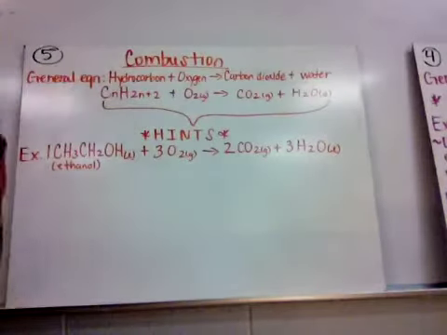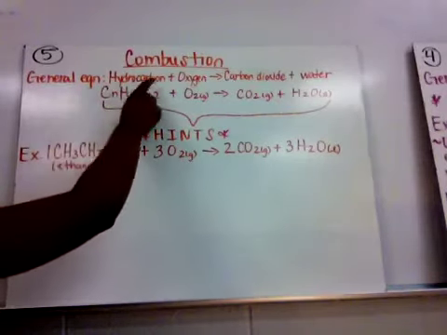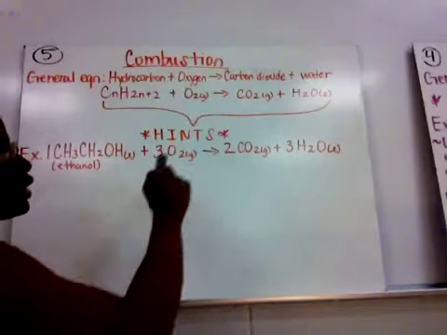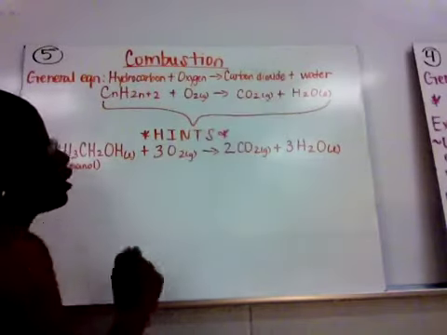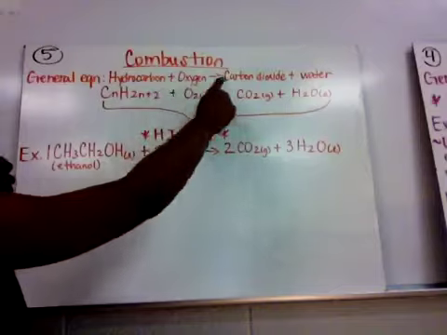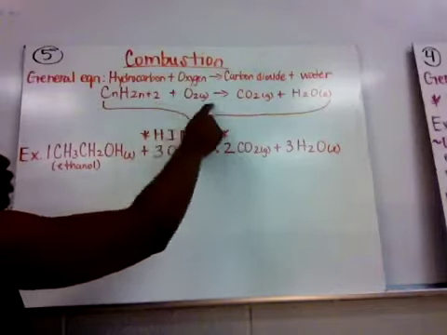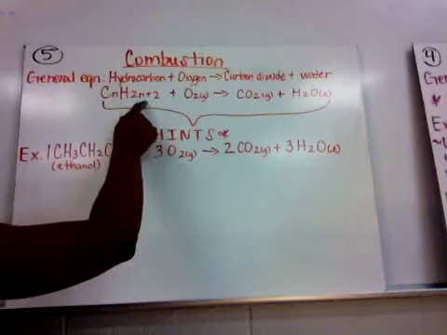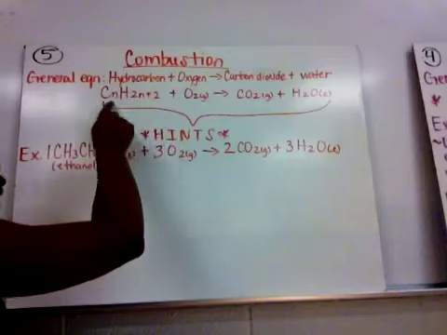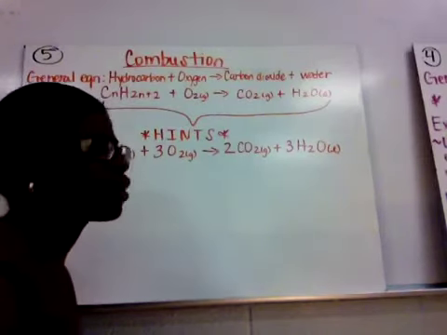So, combustion reaction last. The general equation here, you're going to have a hydrocarbon plus oxygen for your reactants, and it's going to produce carbon dioxide and water. So, this would be your word equation. For a chemical equation, this is more so what it'll look like. This is the formula for a hydrocarbon. You typically don't have to worry about this because you will be provided your hydrocarbon.